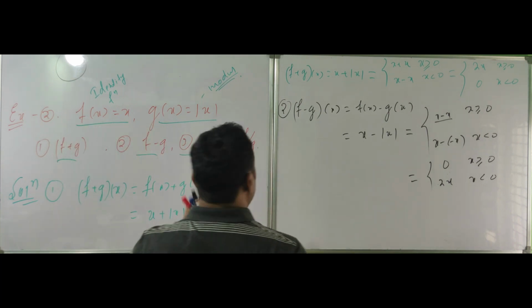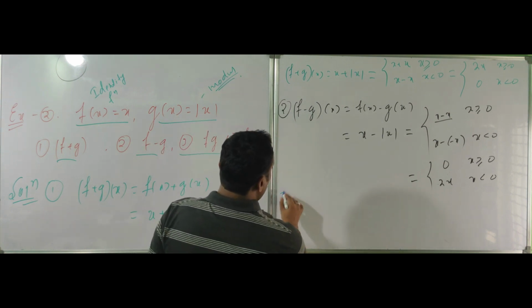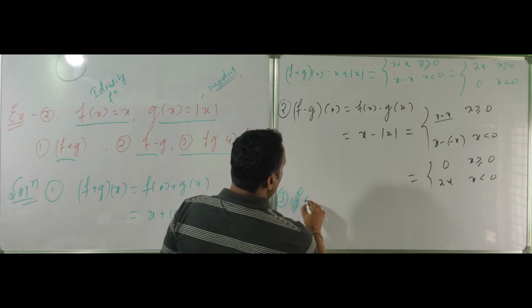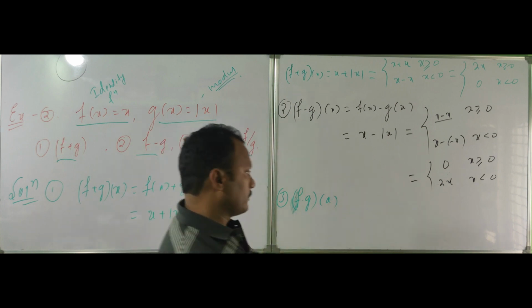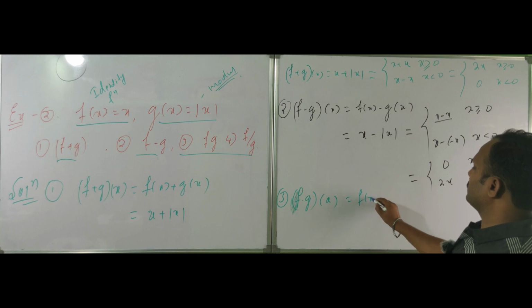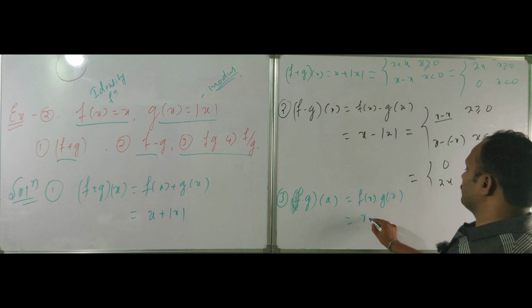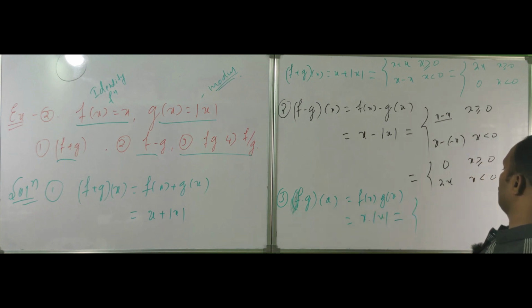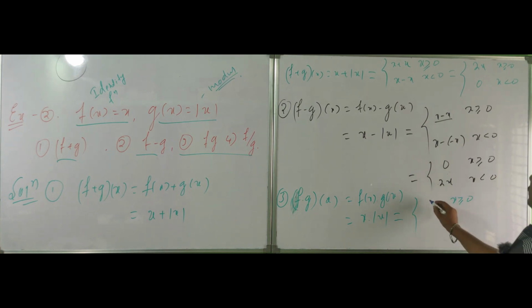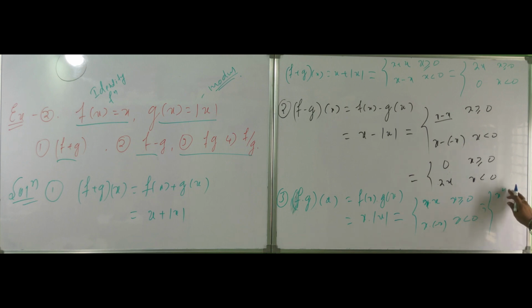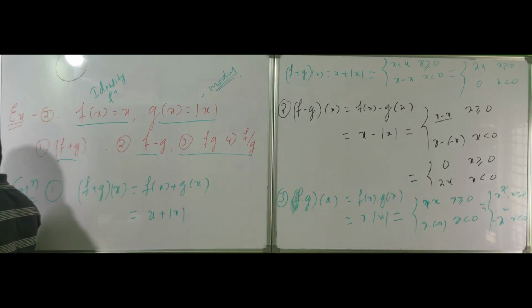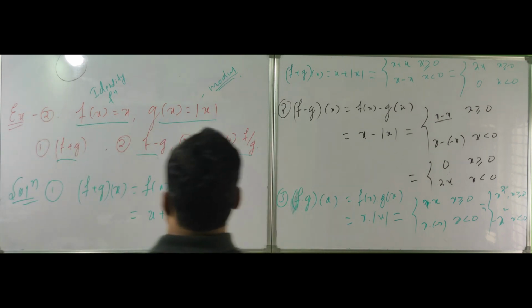Second function done. The third one is f into g, (f·g)(x). How do you write it? This is f(x) into g(x), which equals the identity function into the mod function. This again depends on the value of x. If x is greater than 0, this becomes x into x. If x is less than 0, it becomes x into minus x. So this becomes x square for x greater than 0, and minus x square for x less than 0. Is it? Yes, sir. This is the third. Let's see the fourth one.